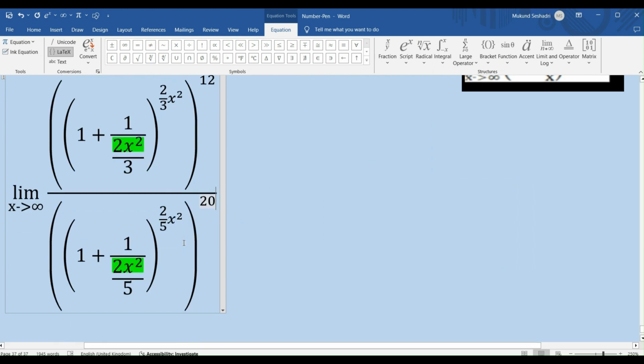If I treat my 2x squared by 3 as extending to infinity, if I'm going to replace it by y, where y tends to infinity as well, right? Because y will tend to 2 by 3 into infinity square, which is nothing but infinity, right? And I do a very similar substitution in the expression below. My expression becomes equivalent to, right?